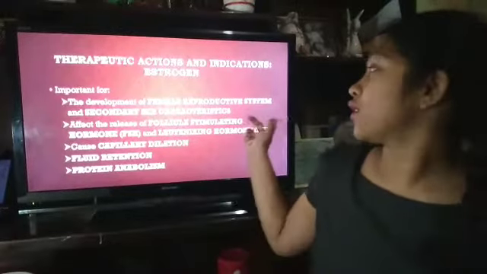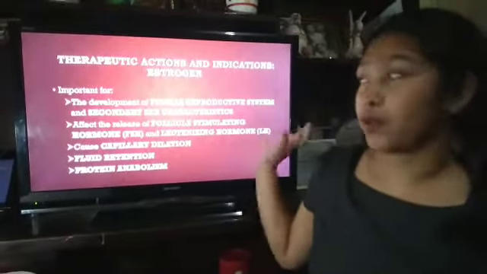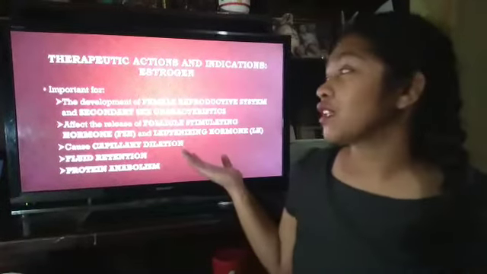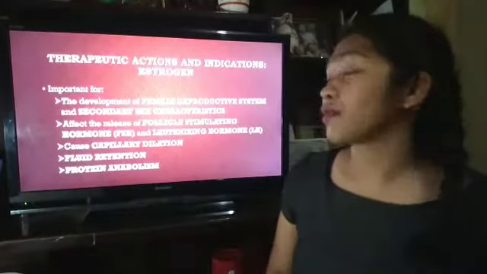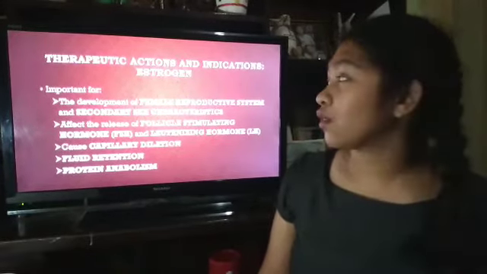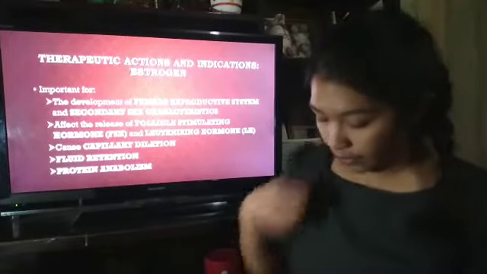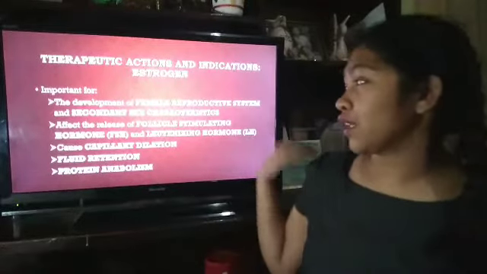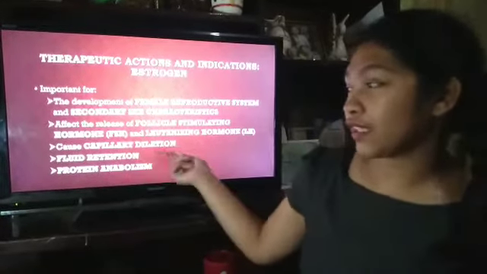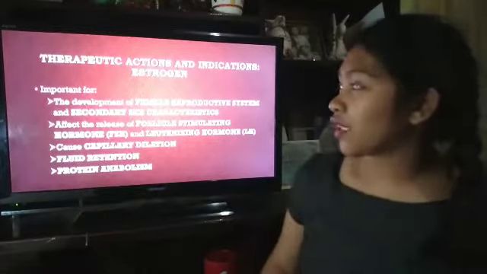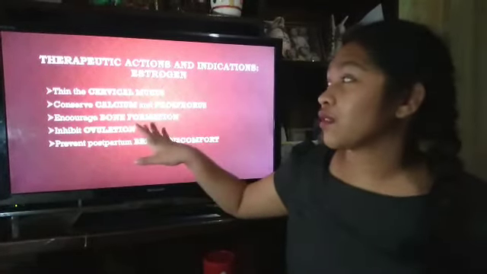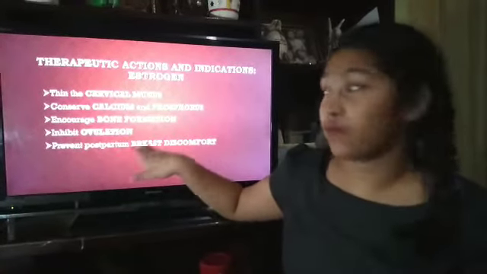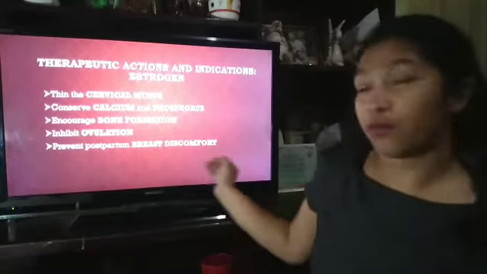It's also important for the development of the female reproductive system and the secondary sex characteristics, like the enlargement of the breast, the growth of hair, especially in the underarm and pubic area, and also the widening of the hips. It also affects the release of follicle-stimulating hormone and luteinizing hormone, causes capillary dilatation, fluid retention, and protein anabolism. Then it thins the cervical mucus, conserves calcium and phosphorus, encourages bone formation, inhibits ovulation to prevent pregnancy, and prevents postpartum breast discomfort.